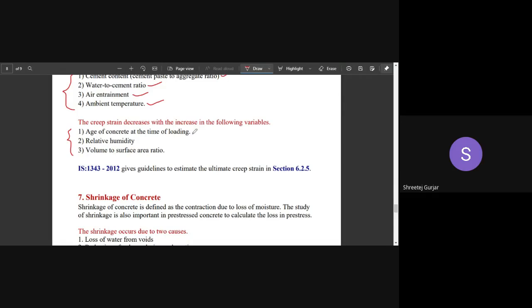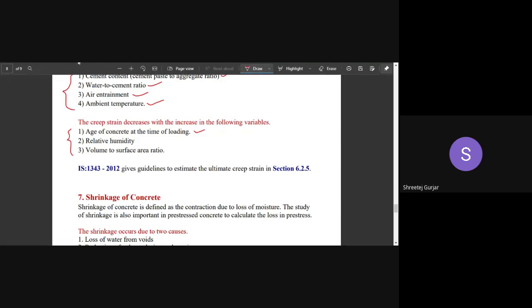With an increase in the age of loading, the creep strain will decrease. So the age of concrete at the time of loading matters. What we try to do is load the structure as late as possible. If the age of concrete at the time of loading is more, the creep strain will be lesser. That is what we try to follow: we try to load the structure at a later age, as much as possible, so that the creep strain is lesser in my concrete.